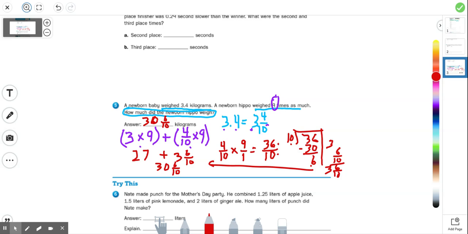So this is pretty much what we're doing for the other problems as well, converting between decimals and fractions, and then doing some either multiplication or addition or subtraction.